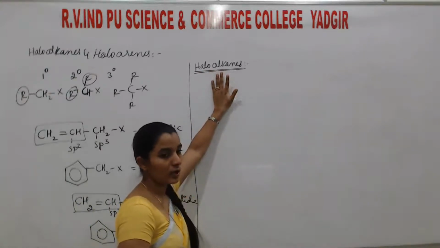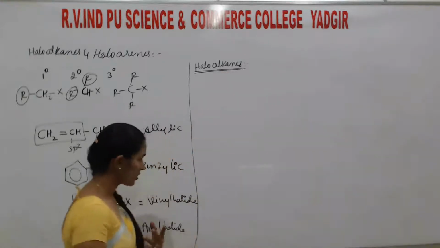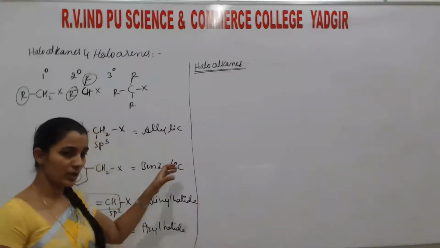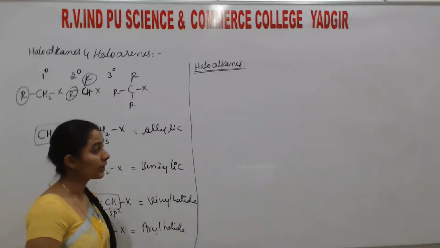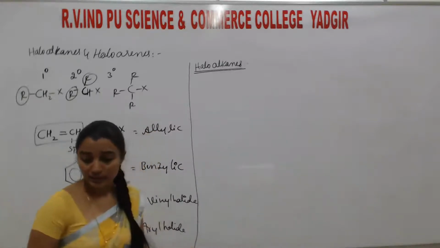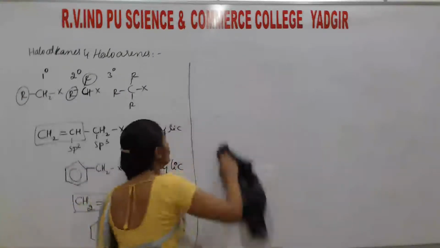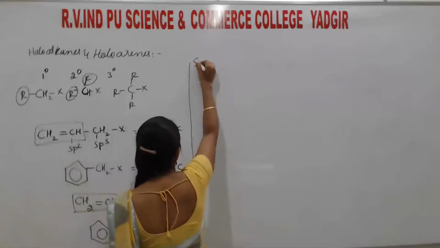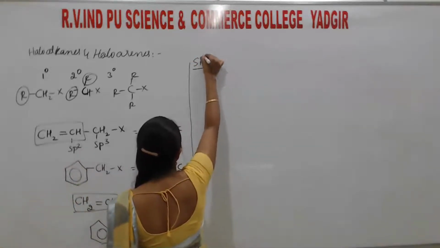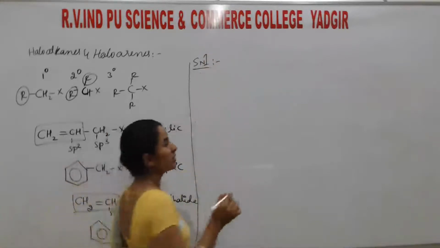Nomenclature is also important. Next, we come to preparation and also chemical properties. In these haloalkanes and haloarenes, the chemical properties are very important as they consist of mechanism. So I'll go with the mechanism, students. They undergo nucleophilic substitution reaction. In that, SN1 is there and SN2 is there. So I'll go with the SN1 reaction. What is the main reaction?